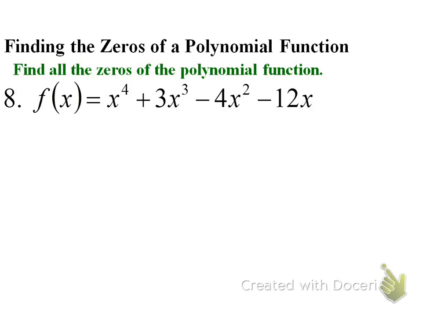All right, now usually when we're doing the whole PQ thing, we're talking about the constant as the P part. Do we have a constant here? No, but what do you notice about each term? It has an x, so let's factor out the x first. Now do we have a constant? Yes, okay, so now we're talking about the factors of -12.